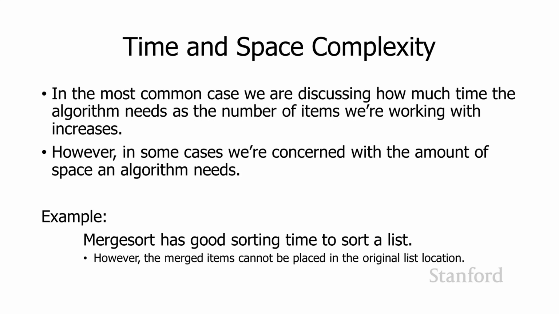Merge sort is an example of something where the time and space complexities change. And so merge sort actually has pretty good time complexity to sort all the items in a list. But it actually turns out, in contrast to most of the sorting algorithms where we can go ahead and sort the items in their original location, that merge sort is going to need some additional space in order to sort the individual items. So when considering whether or not to use merge sort, you need to consider both the amount of time it's going to take and the fact that it is going to require some extra space.